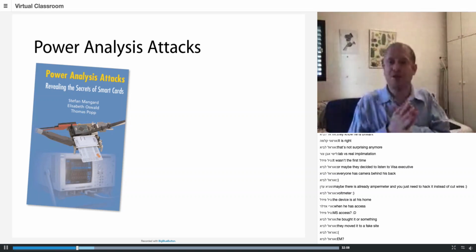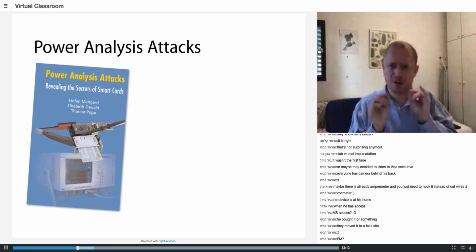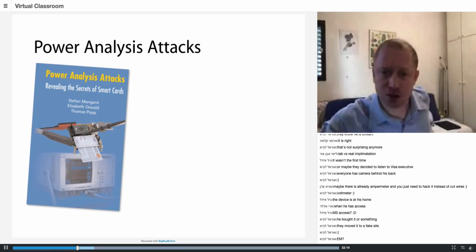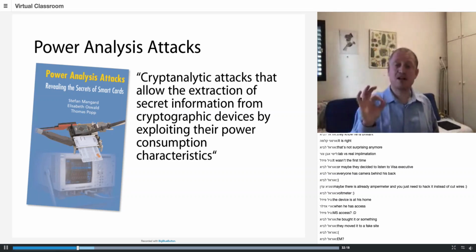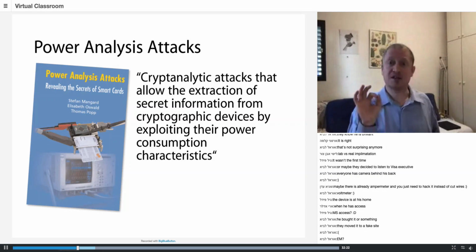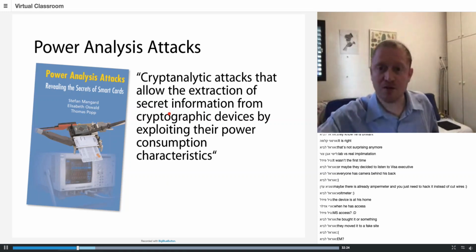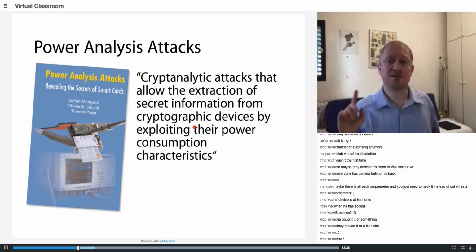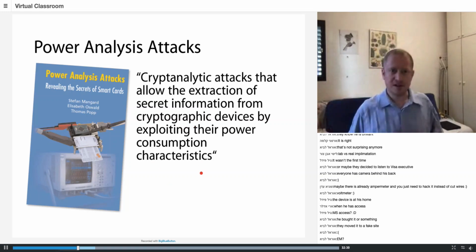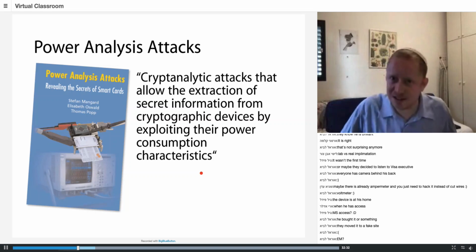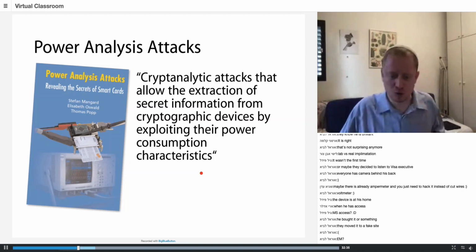So in the Power Analysis Attacks book, there is a definition of power analysis attacks. And now let's look very closely at this definition. So the definition is like this: power analysis attacks are cryptanalytic attacks that allow the extraction of secret information from cryptographic devices by exploiting the power consumption characteristics. Now, this is quite a deep statement. Let's try to read into it.